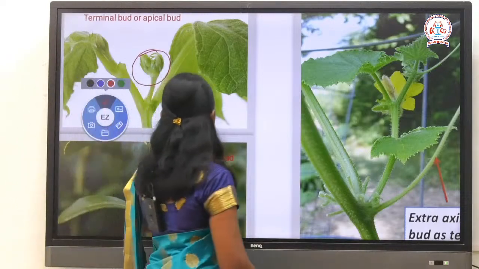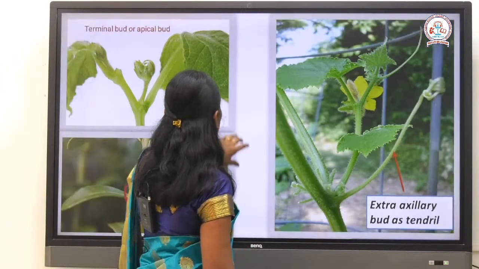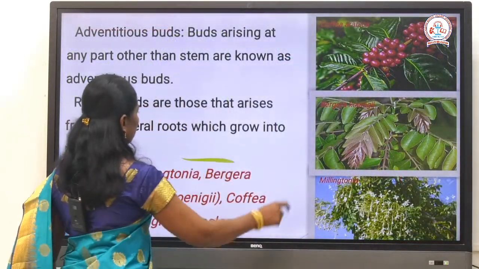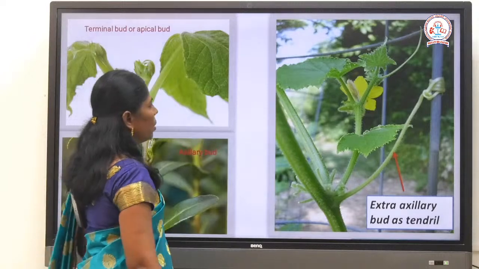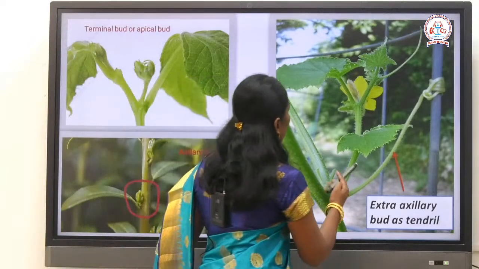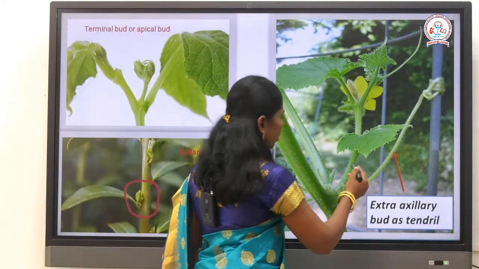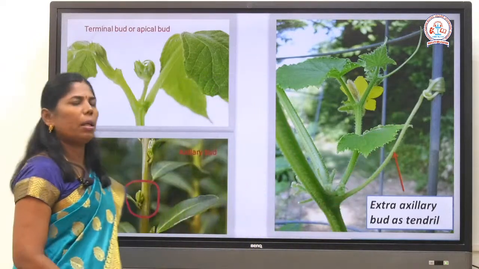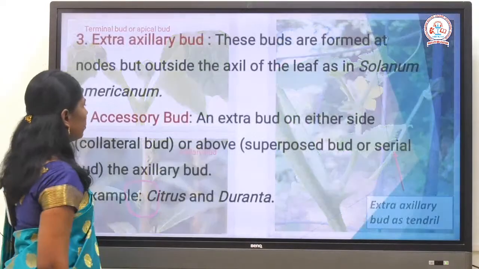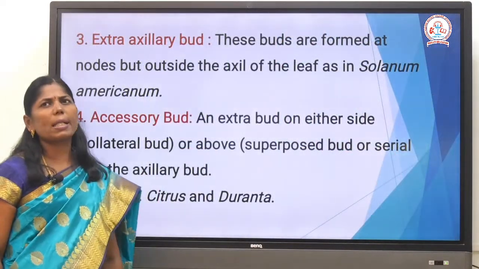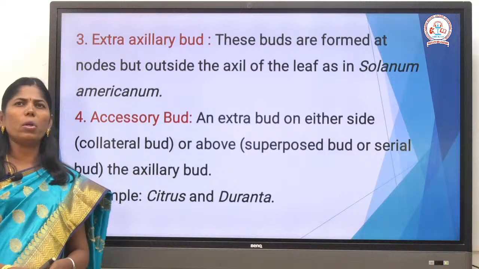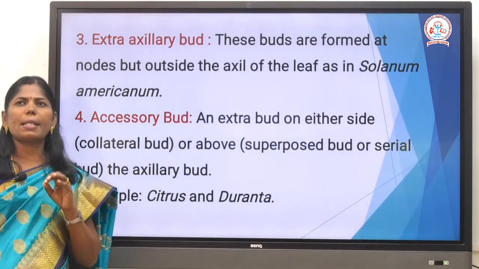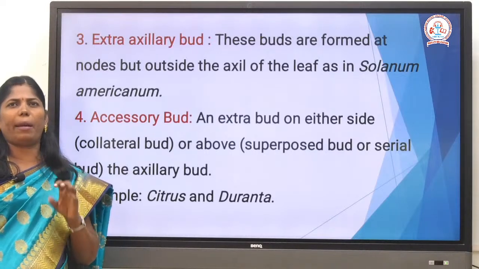Another one is the extra axillary bud. Here an earlier bud may already be present, and if a bud comes below the node, that is an extra axillary bud. These buds are formed at the nodes but outside the axil, that is, if one starts outside, below, outside the axil of the leaf, as in the Solanum americanum plant.